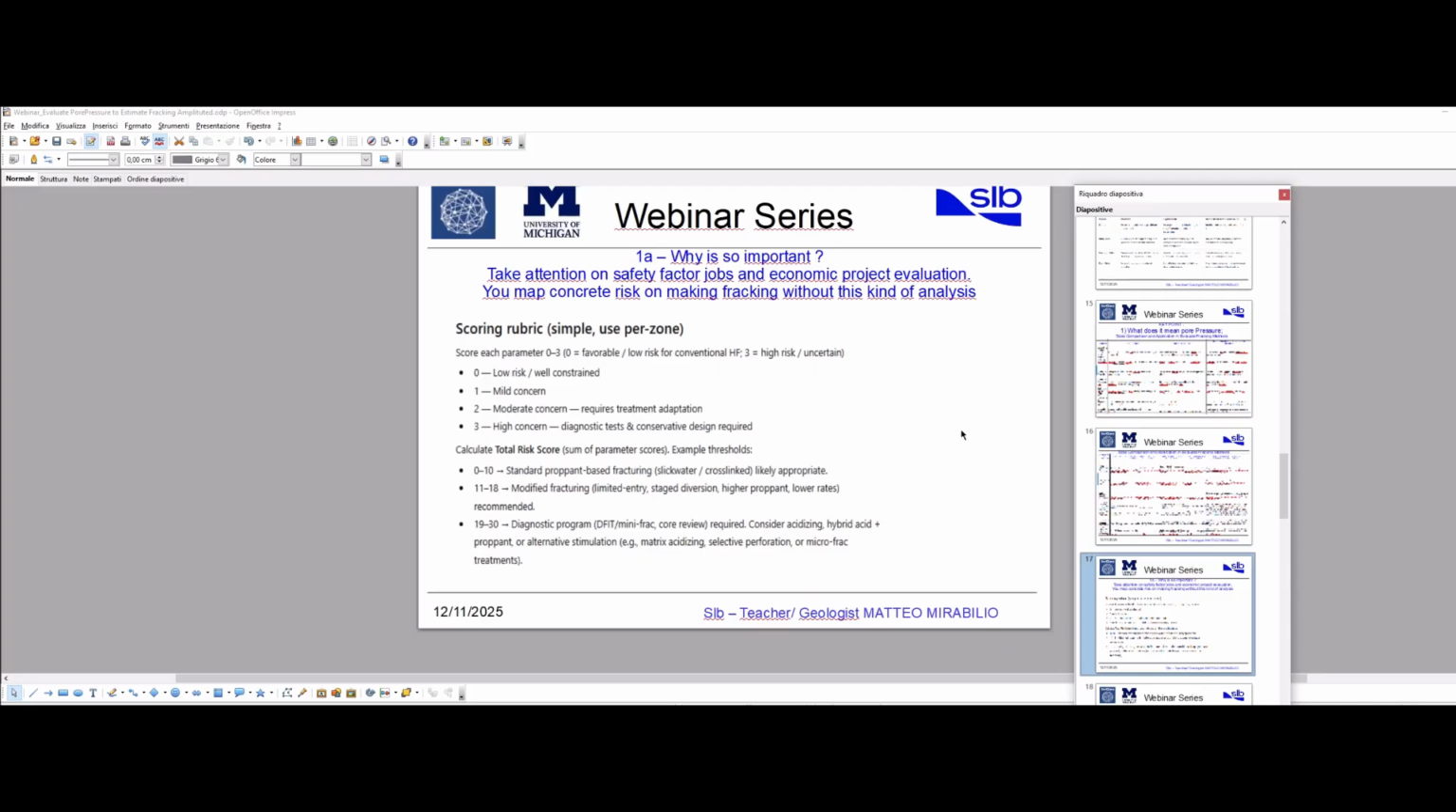You have 4 levels of risk that you need to consider, from 0 to 3, from low risk to high concern risk. This applies when you have difficult conditions to access with logs and make a diagnostic test, or when the wells have some trouble in casing or bond, and you calculate the total risk score.